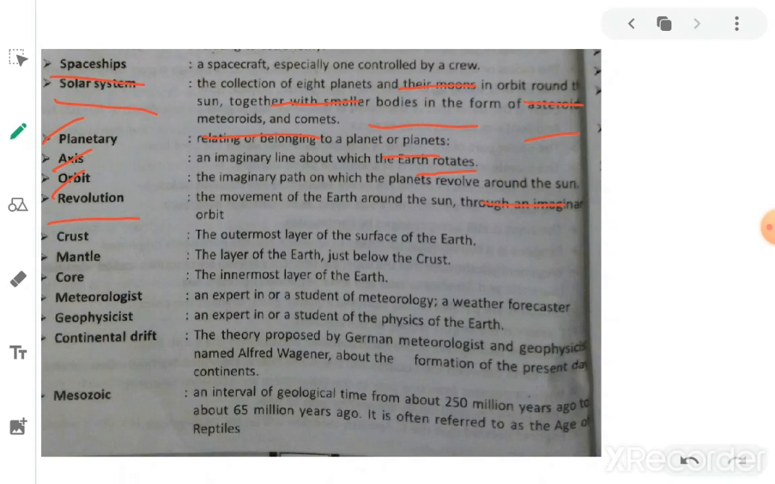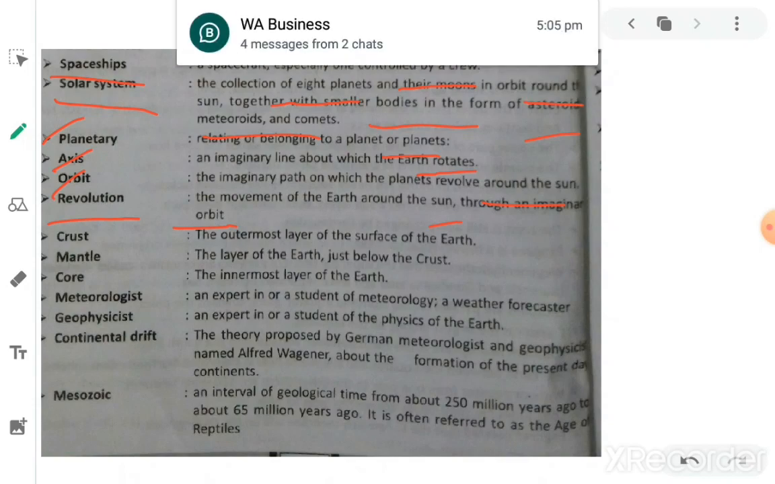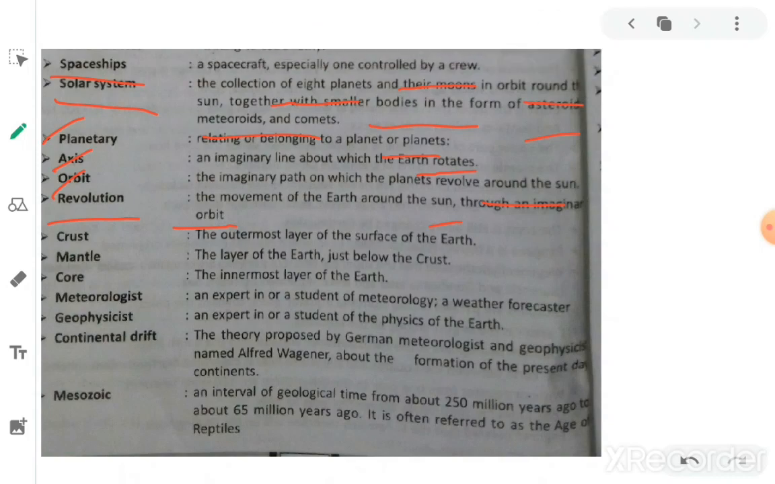Next, revolution. The movement of the Earth around the Sun through an imaginary orbit. Revolution and rotation, these both are different. Rotation means the Earth rotates on its own axis, it is called as rotation. And when the Earth rotates on its own axis and at the same time moves around the Sun, it is called as revolution.